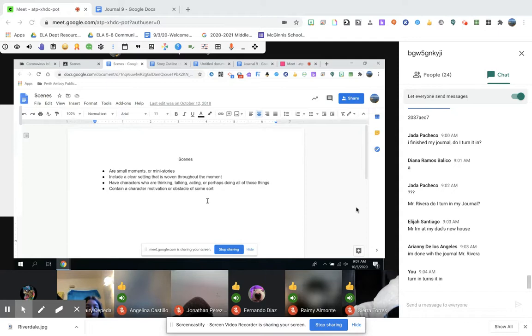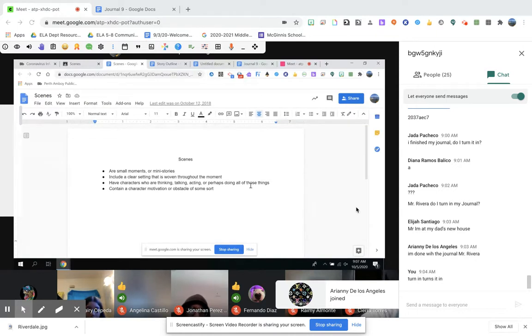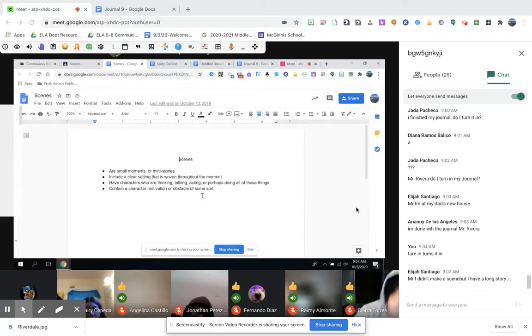They include a clear setting, so that's where it's taking place. And you can know that by the way it's described. They don't have to be doing all of these things, but they should be doing some of these things. So you see the characters thinking, you see the characters having dialogue, or you see the characters acting things out. Sometimes it has all of this, sometimes a couple of these, sometimes only one. And it should have either why the character is behaving the way they're doing something, or some sort of problem that they're facing. So that's what a scene is. They're just like a little mini piece of a story.